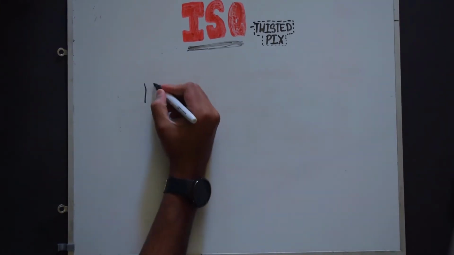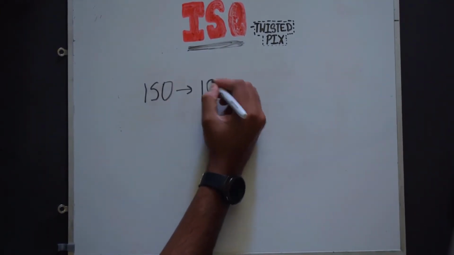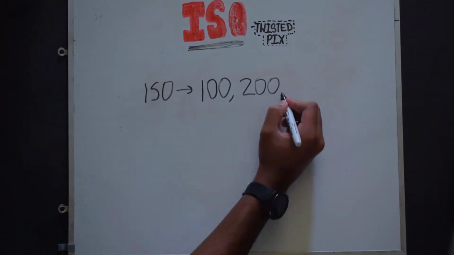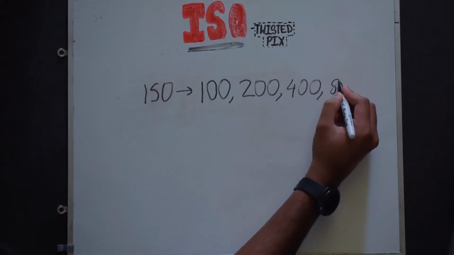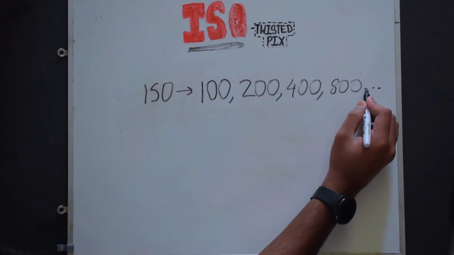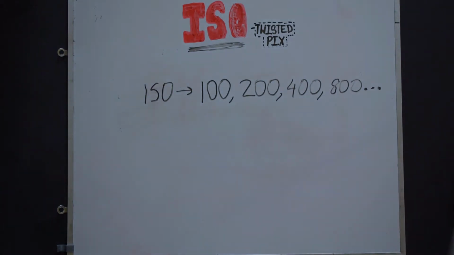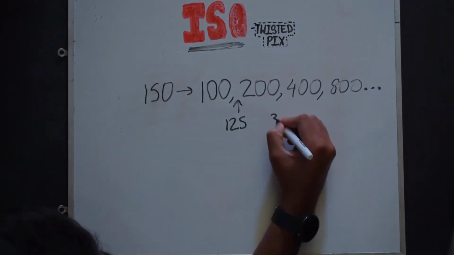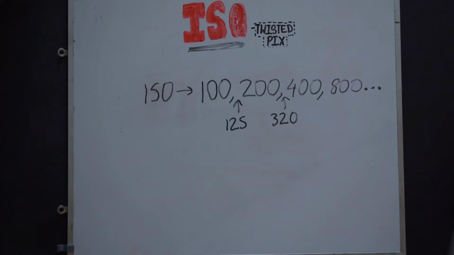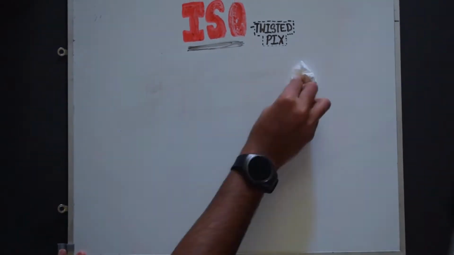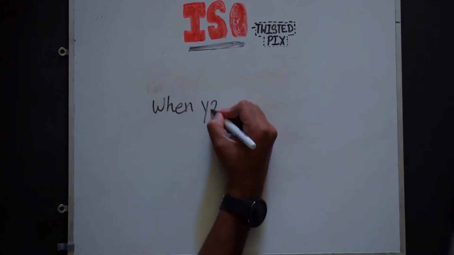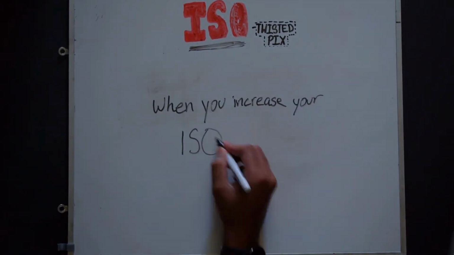Most cameras start at ISO 100 and increase gradually: 100, 200, 400, 800, 1600, and so on. And some cameras also have ISO speeds in between. When you increase your ISO too much, it can lead to digital grain or noise in your images. Experiment with your camera and know what the highest ISO your camera can handle without having too much noise.